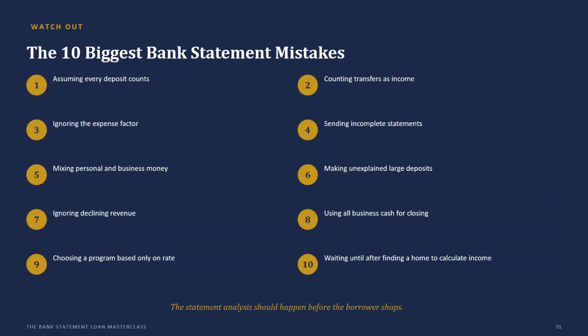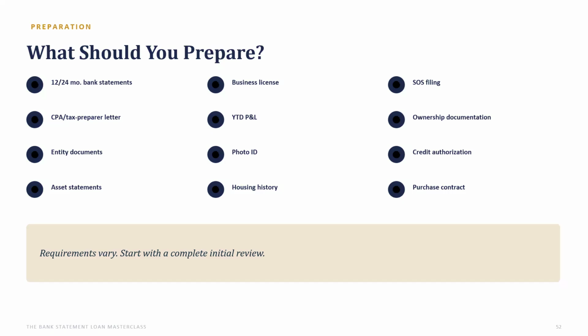So the 10 biggest bank statement mistakes. 1, assuming every deposit counts. 2, counting transfers as income. 3, ignoring expense factors. 4, submitting incomplete statements. 5, mixing personal and business money. 6, making unexplained large deposits. 7, ignoring declining revenue. 8, using all business cash for spending. 9, choosing a loan program based only on rate. 10, waiting until after finding a home to calculate income. So the statement analysis should happen before the borrower shops.